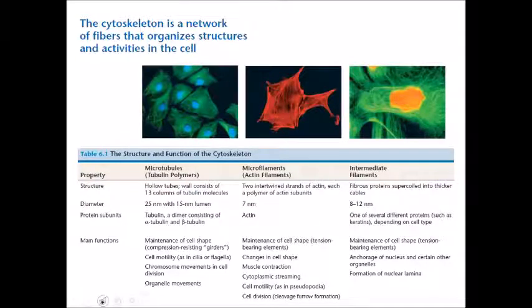I'll just write it down on the screen. These are filamentous and proteinaceous. That means they are made up of proteins. Filamentous proteinaceous structure. Okay, so there are three types. First one is called microtubule, second one is microfilament, and third one is called intermediate filament.